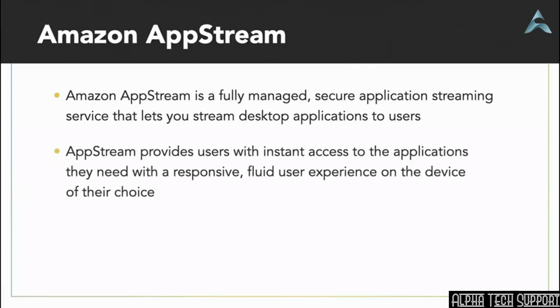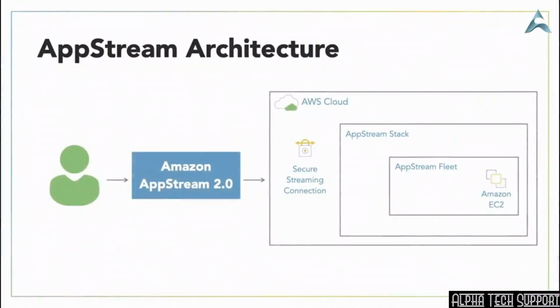Amazon AppStream is a fully managed streaming service that lets you stream desktop applications to users. AppStream provides users with instant access to the applications that they need with a responsive, fluid user experience on the device of their choice. Users will connect to an AppStream stack using a browser. A stack is presented to the user as a collection of available software applications after they go through a login and authentication process. From there, a secure streaming connection is established with a Windows server that runs as part of the AppStream fleet. This fleet is an autoscaling fleet of servers, all based on the same machine snapshot or image that contains the available software applications.